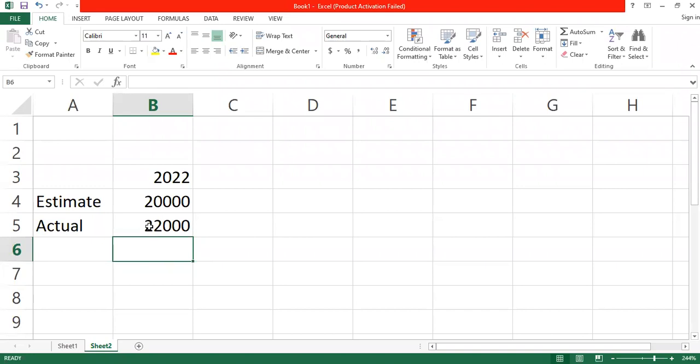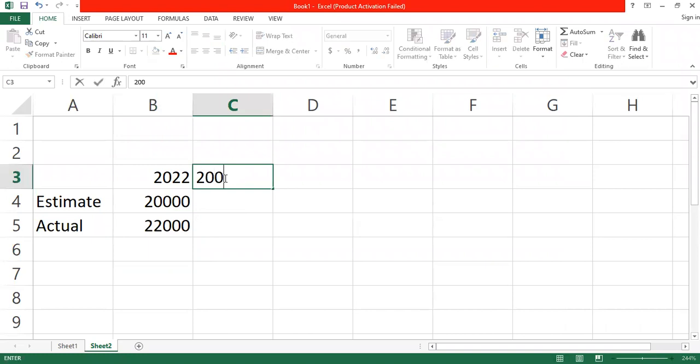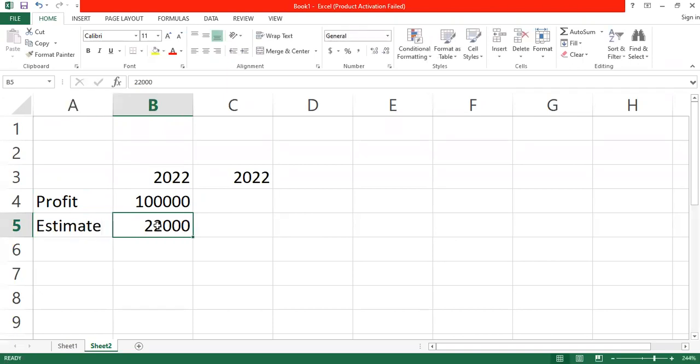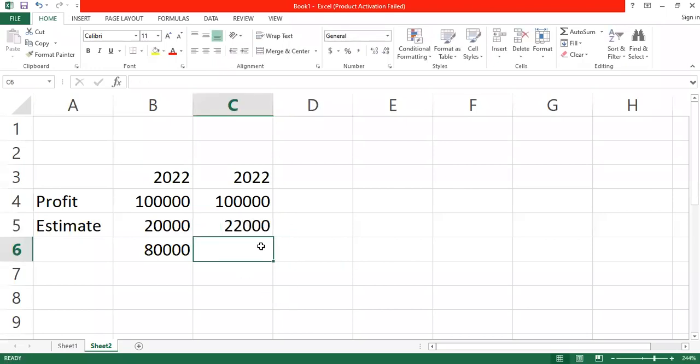We have underestimated, isn't it? What is the effect? Let me pick the profit for that particular year. Profit is 100,000 and our tax estimate was 20,000. So what will be the profit after tax? 80,000, isn't it? But at the end of the day, GRA has given us 22,000. So what should have been the actual profit after tax? 78,000. But what did you record as the profit? 80,000. So what is happening?